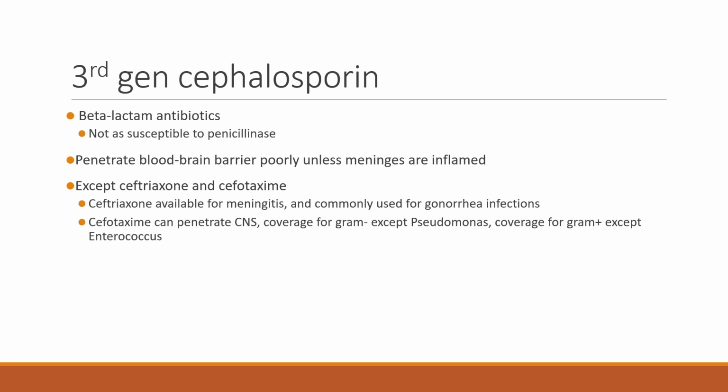So we have the third gen. The third gen cephalosporin is a beta lactam antibiotic. When you hear beta lactam antibiotics, you may think about penicillin. The mechanism is like penicillin, but different from penicillin. They're not susceptible to the enzyme that breaks down penicillin, so they have more advantages compared to penicillin. This is how I memorize it.